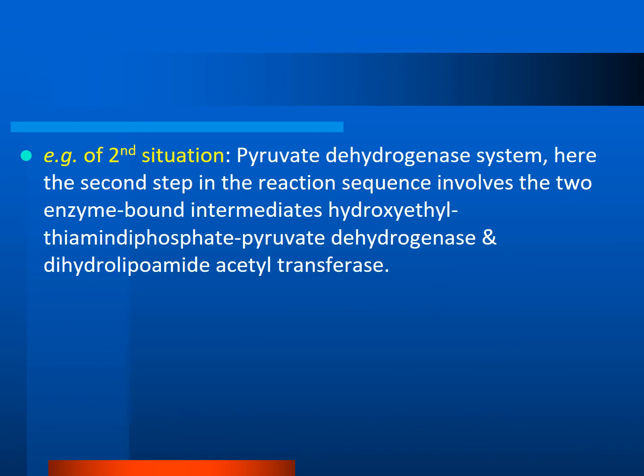Another example of the second situation could be the pyruvate dehydrogenase system. Here, the second step in the reaction sequence involves the two enzyme-bound intermediates, hydroxyethyl thiamine diphosphate pyruvate dehydrogenase and dihydrolipoamide acetyl transferase. So this is another example.